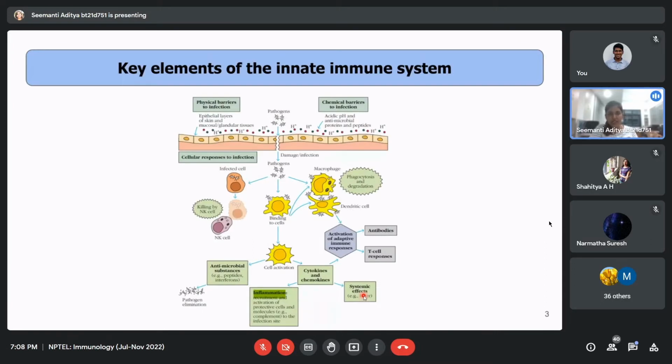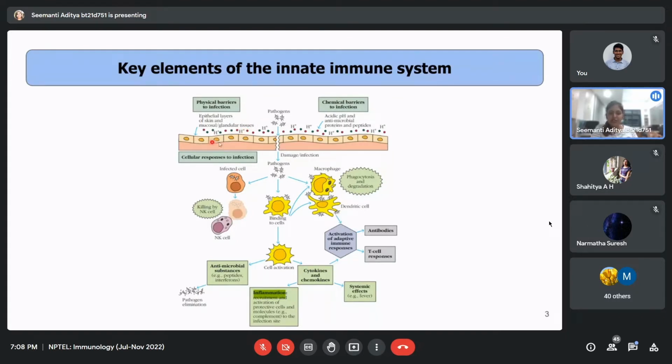So what are the key elements of the innate immune system? As we studied, there are physical barriers or anatomical barriers and chemical barriers. So this is the skin. Now, skin falls under the epithelial layers of skin and mucosal or glandular tissues. By the way, I am referring to Kubi's Immunology for all the slides or all the live classes that I will be taking. So, if you have any doubt, you can refer to QB.